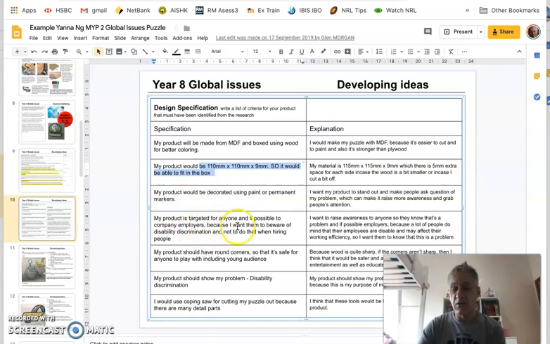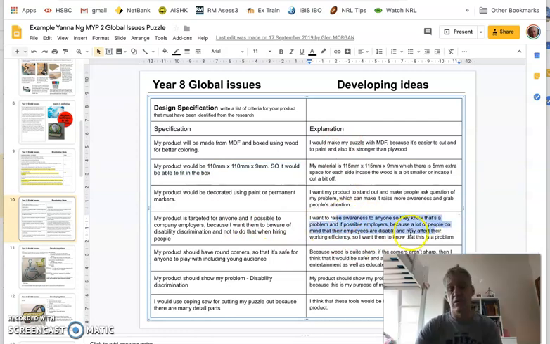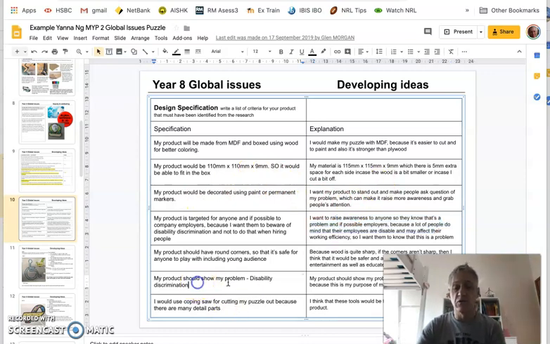There's going to be a target audience, and the reason that they're having a target audience is that they want to raise awareness for something in particular, okay? So it's important that you justify and explain what your specification is, okay? You see I'm rocking my head from side to side because these match up. So my product should show my problem. It's about disabilities in this case, and then I'm going to use these tools and things.